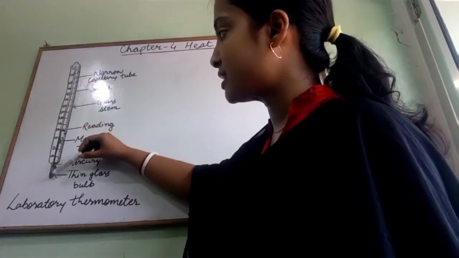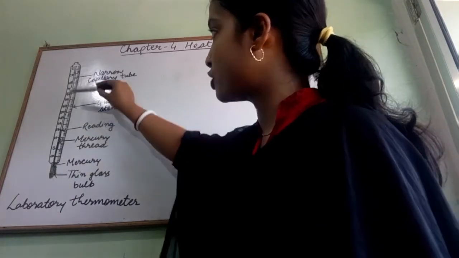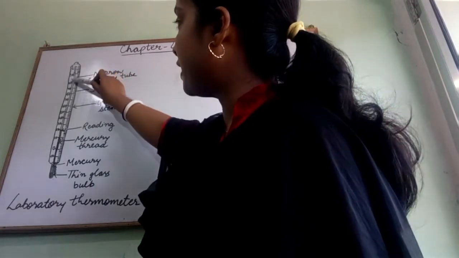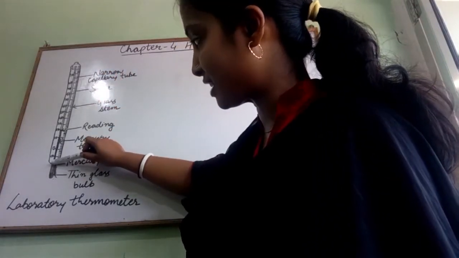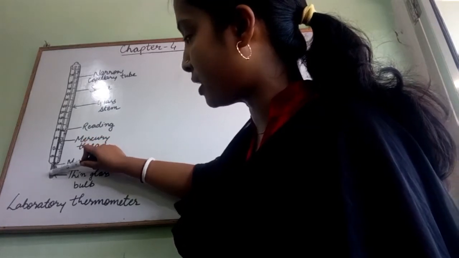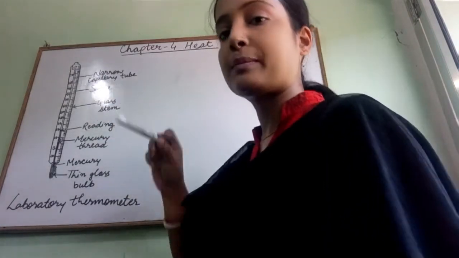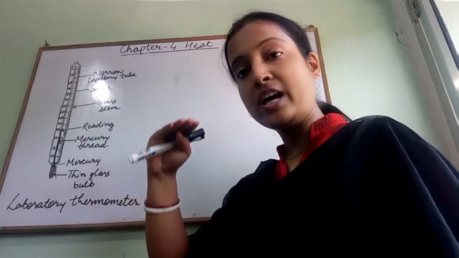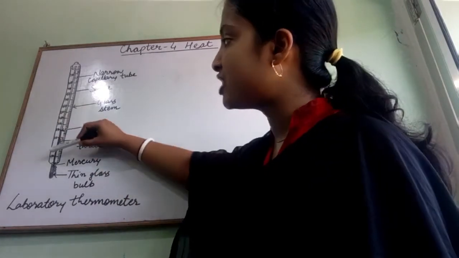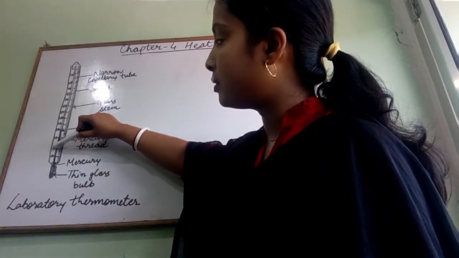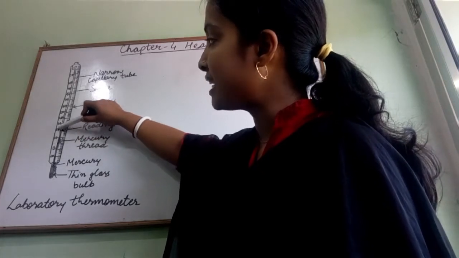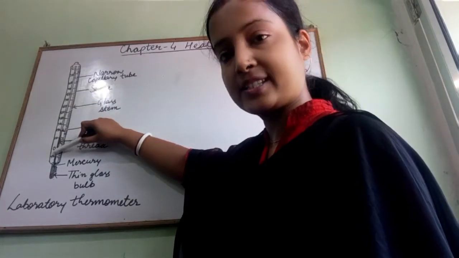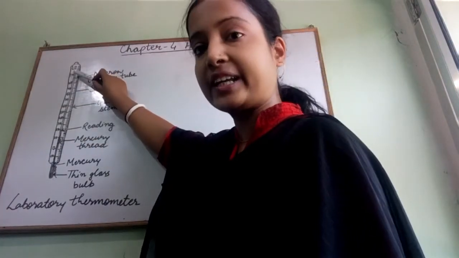Okay, so this one is the narrow glass tube, this one is the glass stem, which consists of a narrow capillary tube, and the capillary tube is extended to the thin glass bulb, and this bulb consists of mercury. Whenever the temperature increases, the level of mercury also increases. Whenever the temperature decreases, the level of mercury also decreases. And you can see it is marked on the scale, on the basis of Celsius scale, from minus 10 degree Celsius to 110 degree Celsius.